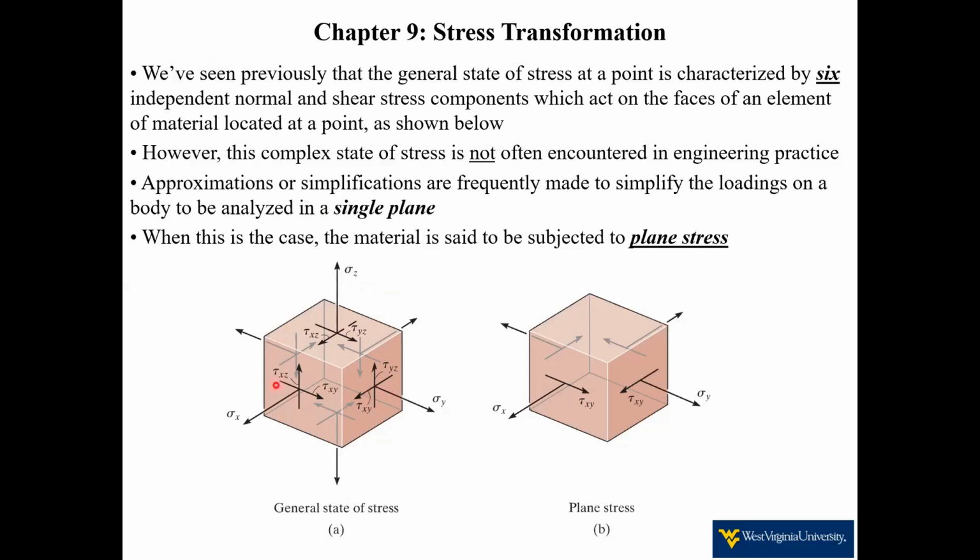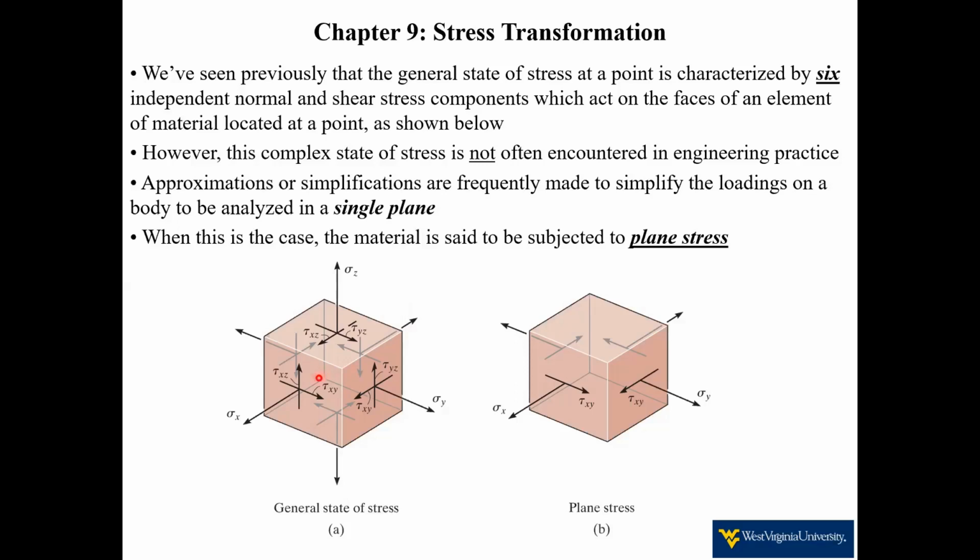So this cube is basically representing a zoomed in differential element of our material at a point in space. This is what we were starting to get into in Chapter 8. After we found our stresses, we would draw them on our differential element to show how they're acting on our material. And we know that we have all of these different normal and shear stress possibilities when we're working through our problems. So this general state of stress at a point is characterized by what we say are 6 independent normal and shear stress components.